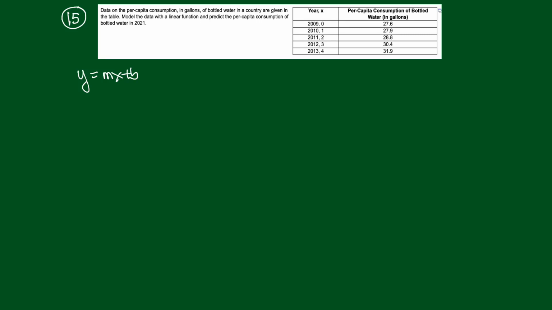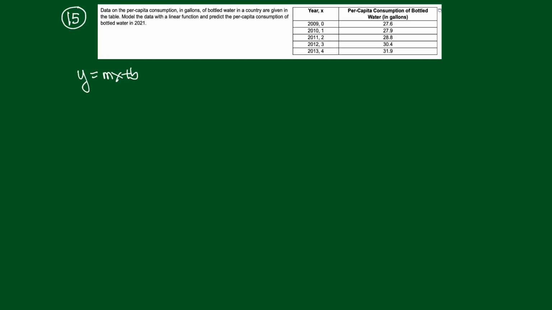Now what we've got here is that x is the number of years since 2009. So x equals 0 is 2009 because we're 0 years from 2009. x equals 1, we're 1 year away, 2010. x equals 2, 2 years away, 2011, and so on, up to 4 at 2013. Now the y's, these are the outputs. This is the per capita consumption of water in gallons. So back in 2009, per capita consumption was 27.6 gallons.